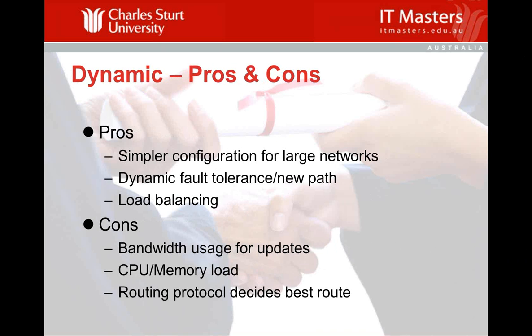And of course, the con is that the routing protocol decides the best route. Now, that's not necessarily such a bad thing. It's generally a good thing, provided, obviously, that the dynamic routing protocol is actually set up correctly. If things go a little bit terrible, you can be in a fair bit of trouble. Things can get out of hand pretty quickly. But if you know what you're doing, letting a dynamic routing protocol decide what route to take is not a bad thing.